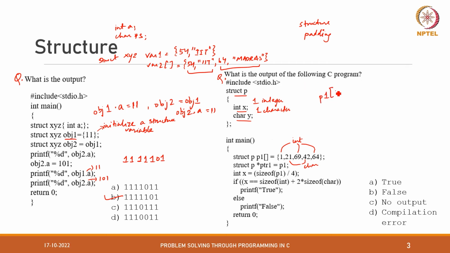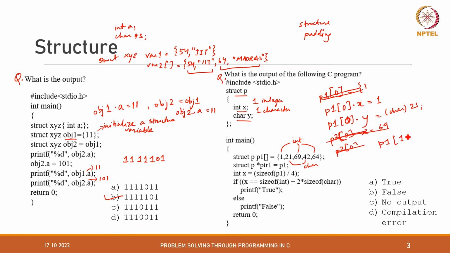So what is P1 of 0? P1 of 0 dot x will be 1, which is integer 1. P1 of 0 dot y, which is a character now, will be 21, right? So we'll just convert it to char. 21 is the ASCII value, so whatever the ASCII equivalent character of 21 is, that will be stored in P1 of 0 dot y. P1 of 1 dot x will be 69. P1 of 1 dot y will be char of 42, right? So that is the next character that you have defined.